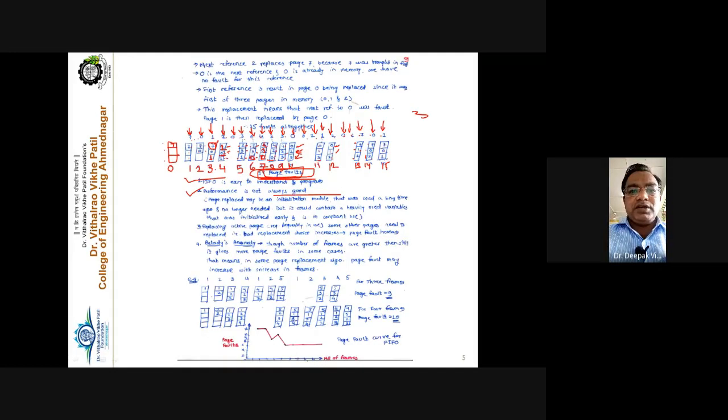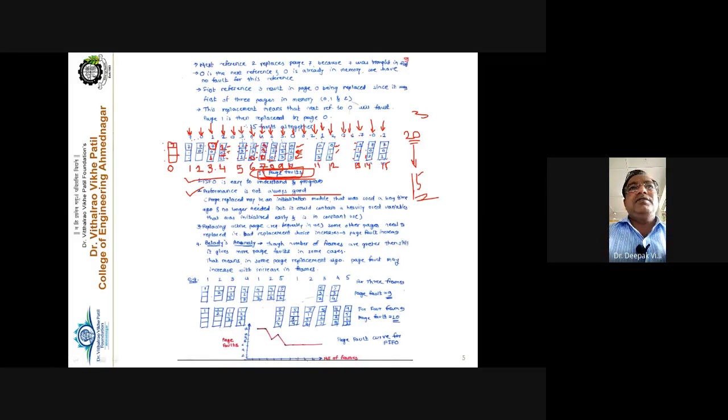So 15 is a very high number. You have 20 memory references, and for these 20 memory references, how many page faults are there? There are 15 page faults. So this number is not a very optimum one, right? So this performance is not very optimum.